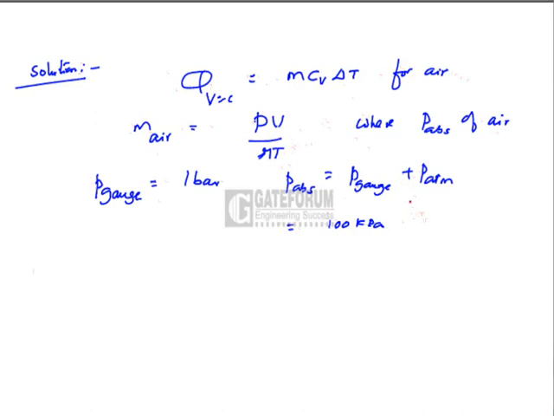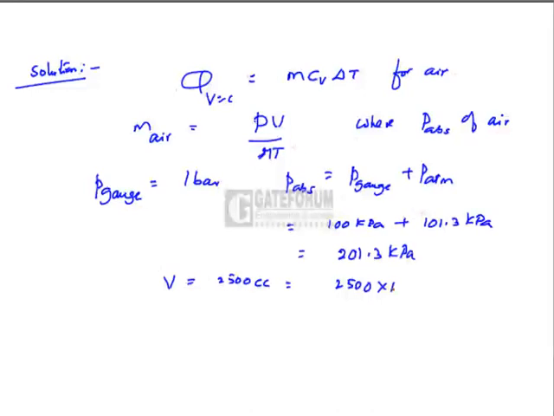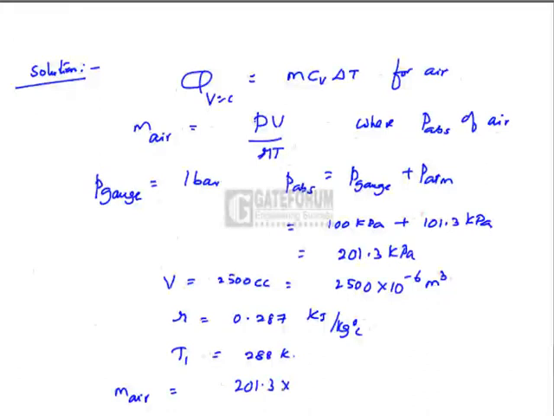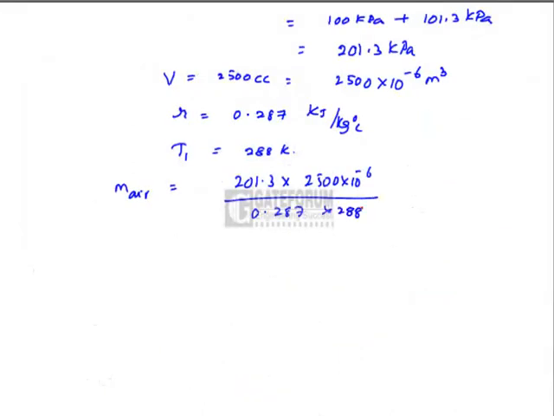Therefore, P absolute is equal to 100 kilopascal plus 101.3 kilopascal, that is a standard atmosphere. Therefore, P absolute is 201.3 kilopascal. Then, the volume of the football is given as 2500 cc. It will be equal to 2500 into 10 power minus 6 meter cube, because volume should be kept in meter cube. R of air is 0.287 kilojoules per kg degree centigrade. The temperature of air initially is 288 Kelvin. Therefore, mass of air is 201.3 into 2500 into 10 power minus 6 divided by 0.287 into 288. This results in mass of air in the football in kg.